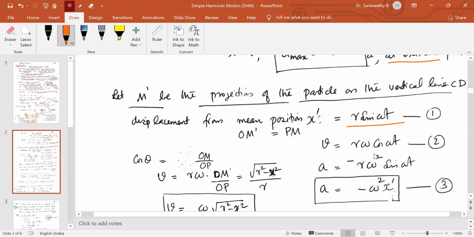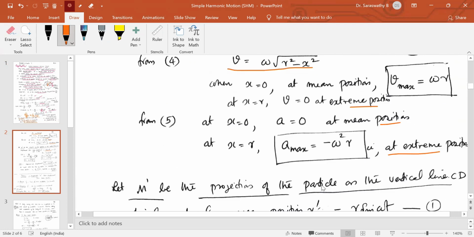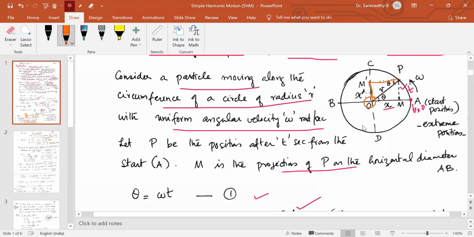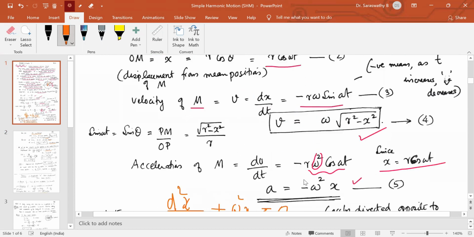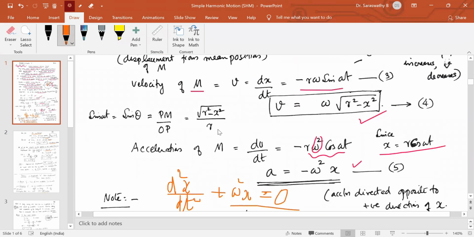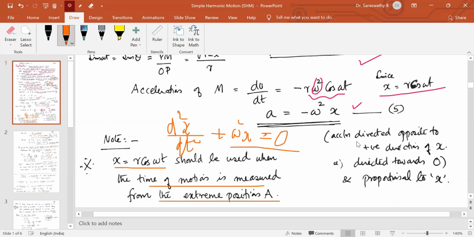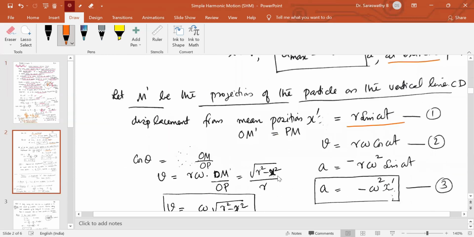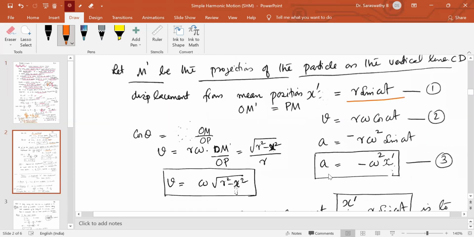Here we will substitute for cos theta. Looking into this, cos theta is equal to pm dash divided by r. Pm dash is nothing but root of r square minus x dash square. So here also substituting, v is equal to omega into root of r square minus x square.